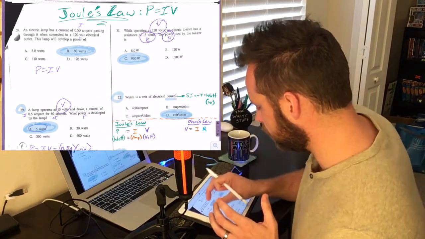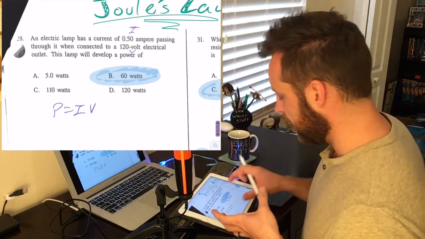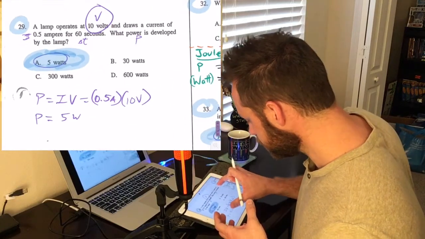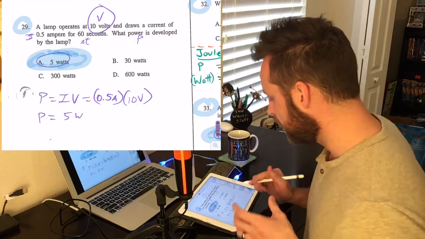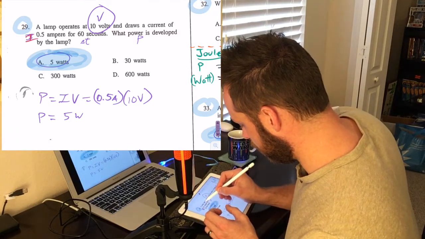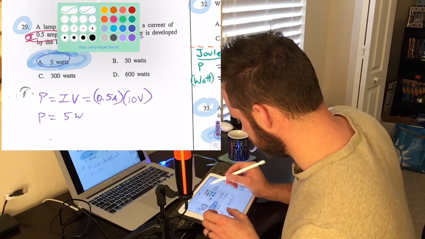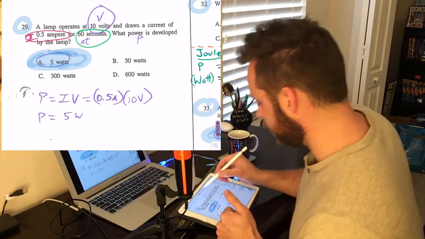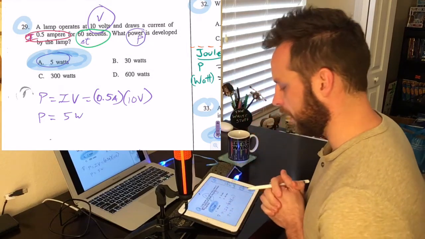Now, we're getting all the answers here. So our job is to actually show how to get the answers. And let's take a look at number 29 together. A lamp operates at 10 volts. There's our voltage. I've written a V. And draws a current, which is an I, a current of 0.5 ampere for 60 seconds. And so that 60 seconds is giving us a change in time. And then they're saying, hey, what power, capital P, is developed by the lamp?